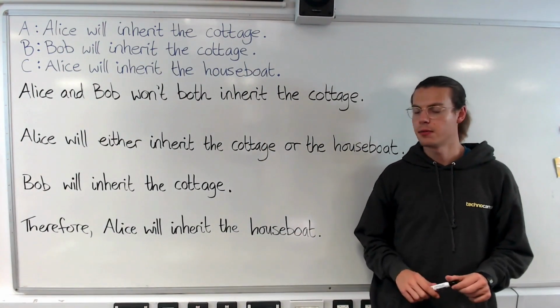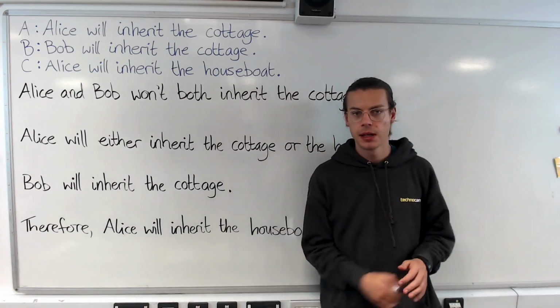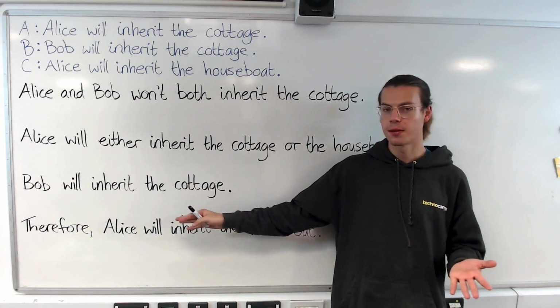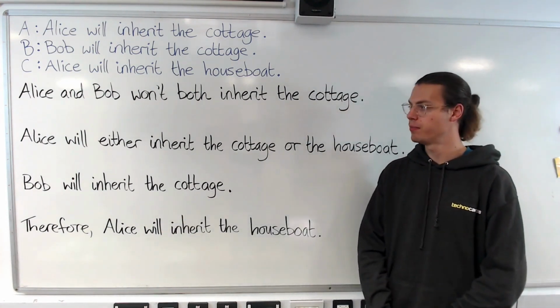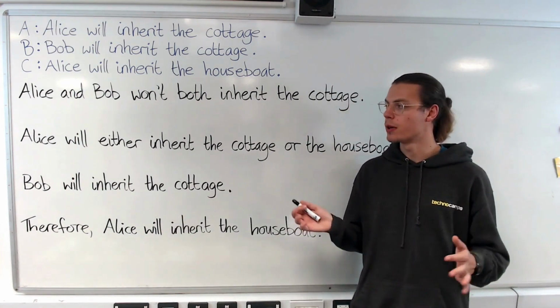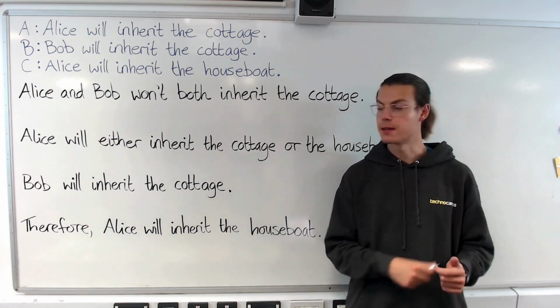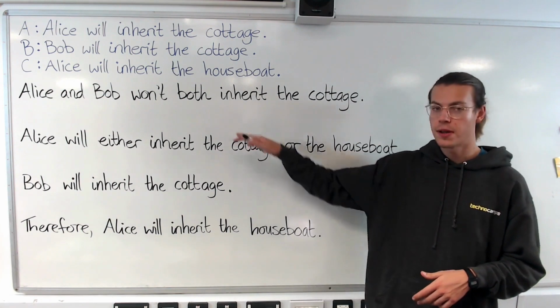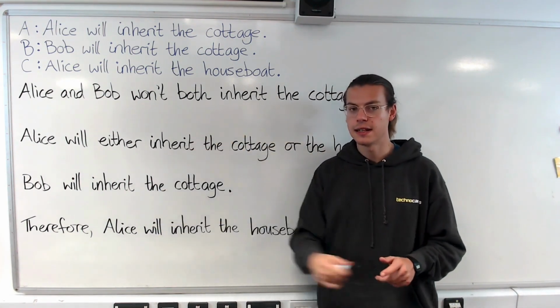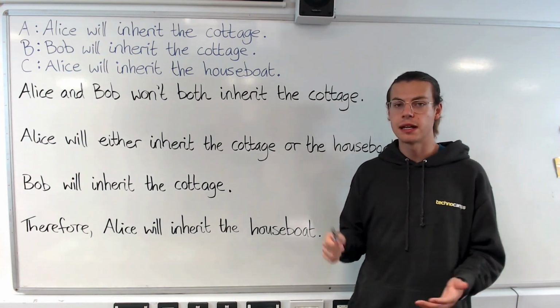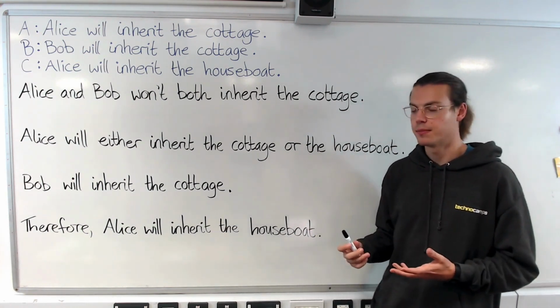In this exercise, we're given a deduction. Our task is to formalize each premise and the conclusion in this deduction, and then, by drawing an appropriate truth table, determine whether this deduction is valid. Now, the first thing we need to do is translate each statement into propositional logic. And to do that, we need some propositional variables.